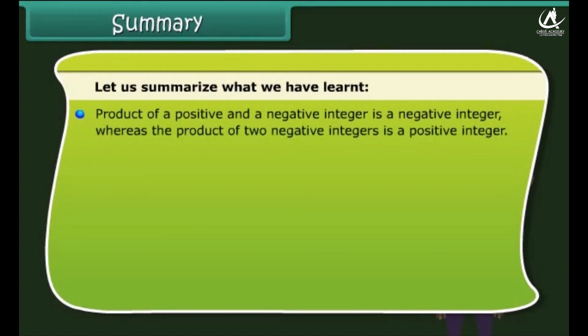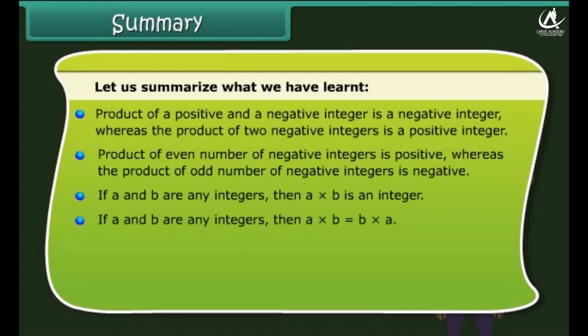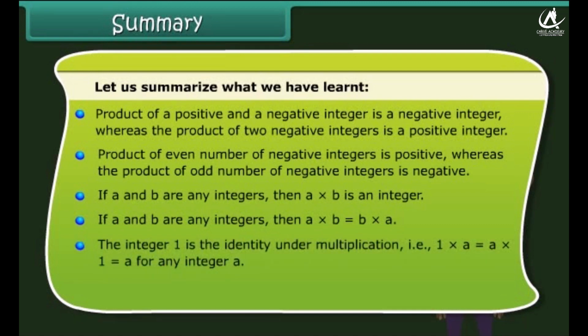Product of a positive and a negative integer is a negative integer, whereas the product of two negative integers is a positive integer. Product of even number of negative integers is positive, whereas the product of odd number of negative integers is negative. If a and b are any integers, then a into b is an integer. If a and b are any integers, then a into b is equal to b into a. The integer 1 is the identity under multiplication, that is, 1 into a is equal to a into 1 for any integer a.